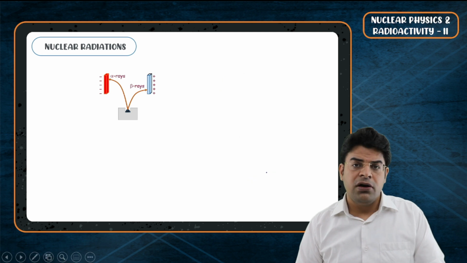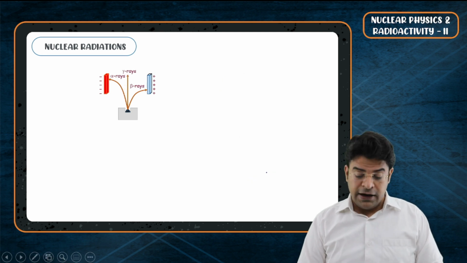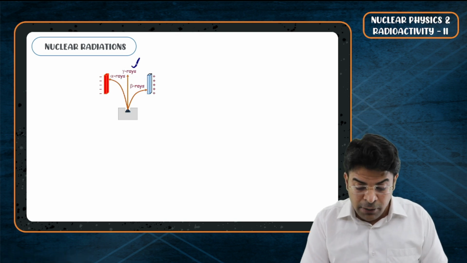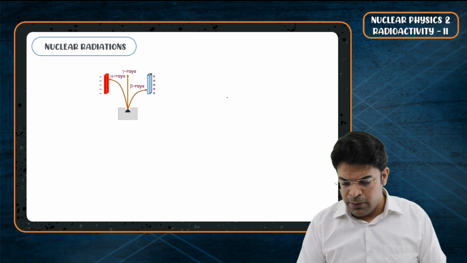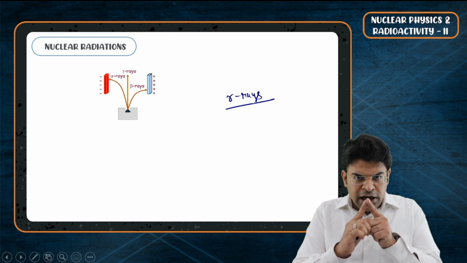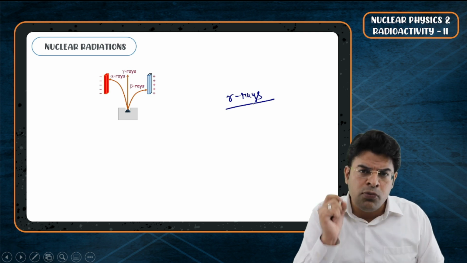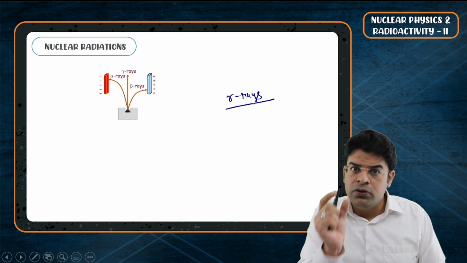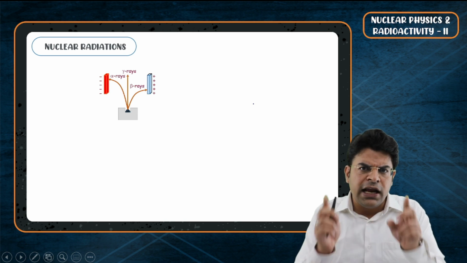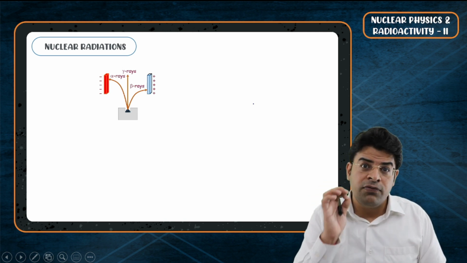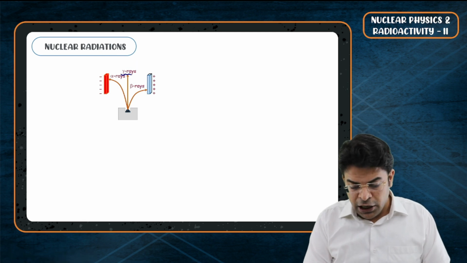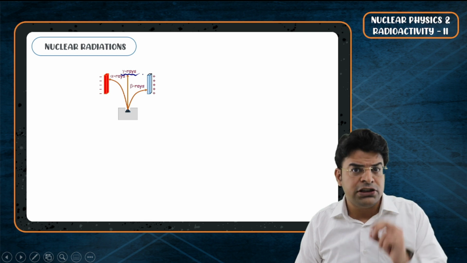And then we have another type of rays which are undeflected by the electric field present in the region, and we call these gamma rays. Today we know that gamma rays are made up of nothing but highly energetic photons. In the entire electromagnetic spectrum, the most energetic photons are the ones that make up gamma rays. So gamma rays are neutral. They are nothing but electromagnetic radiations of high energy.